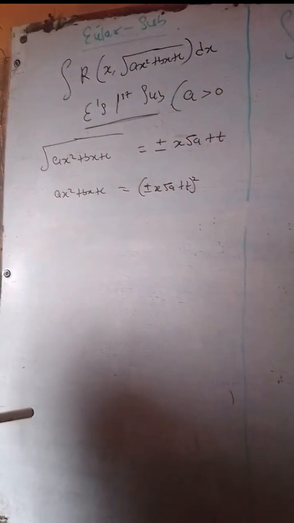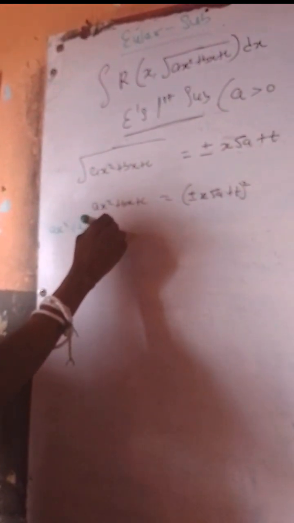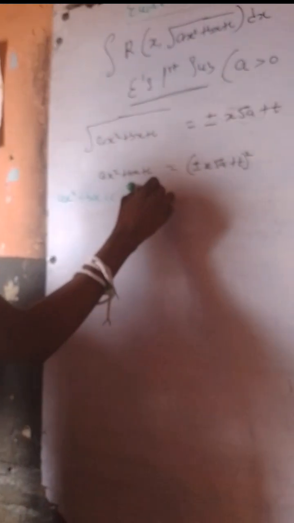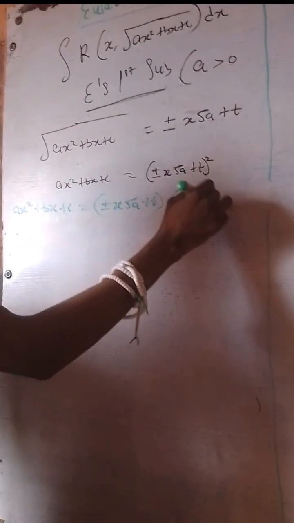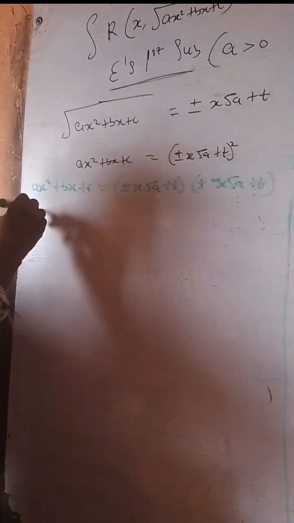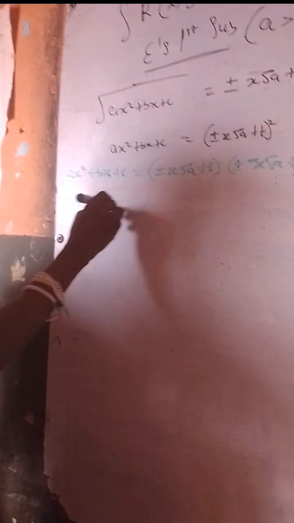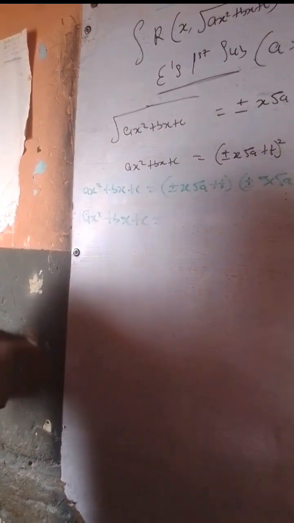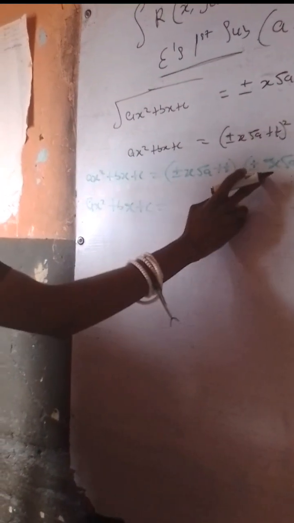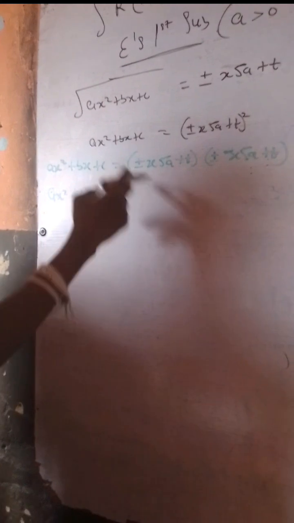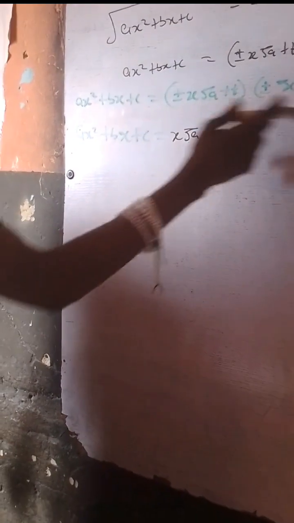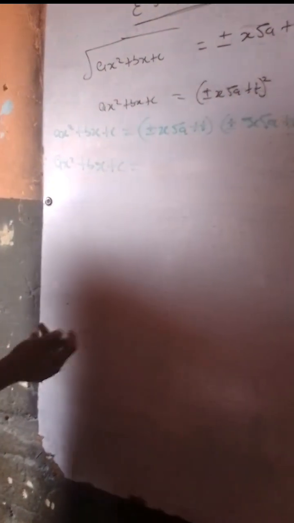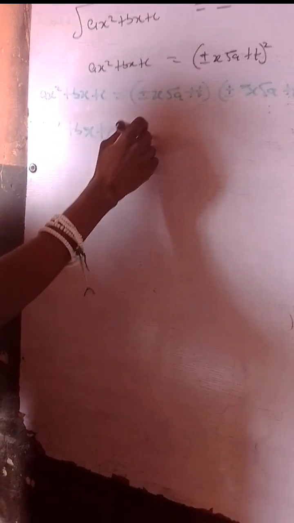Moving on to this, you have ax squared plus bx plus c equals, I actually want to break it down so that you can understand the steps and how I got my value, plus or minus x root a plus t. So you have your ax squared plus bx plus c, which will be equal to this times this. Plus plus gives us plus, minus minus gives us plus, so automatically this will give us a positive value. Root a times root a gives us ordinary a. Surd law, if you don't know that, go and check out surds. And that will be a times x times x, your ax squared, right?